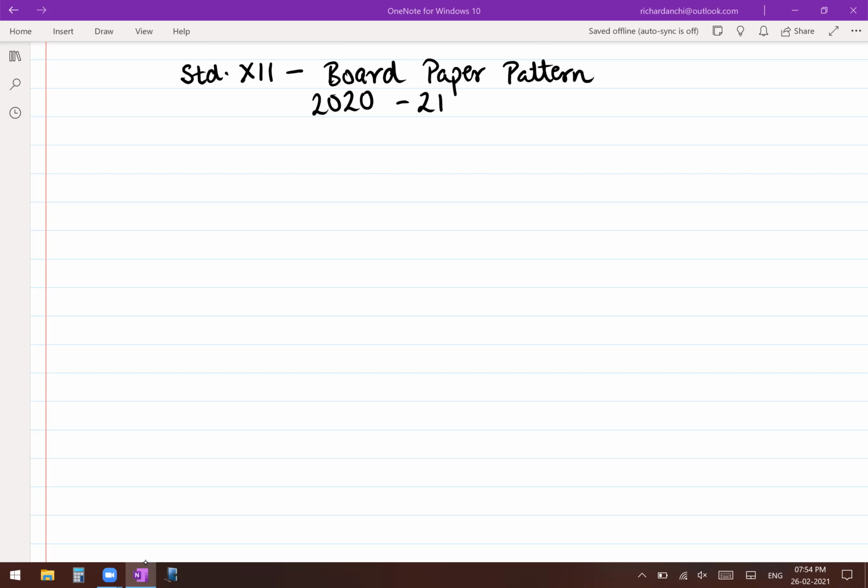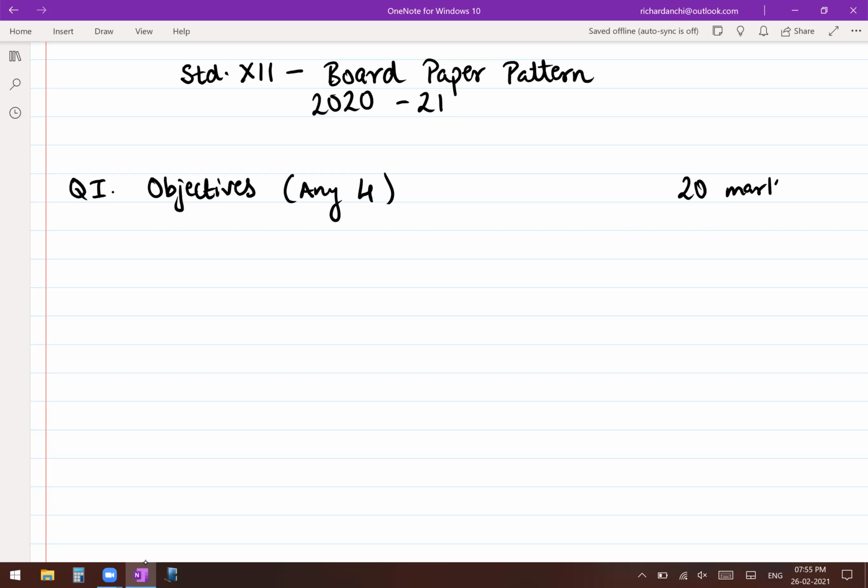The first question is an objective question. There are 10 types of objectives in the textbook, so you have to study all of them. Out of that, any four will be asked. We don't know which four will be asked, so you have to be thorough with all 10 types. It is 5 marks each, so the total marks for objectives is 20.